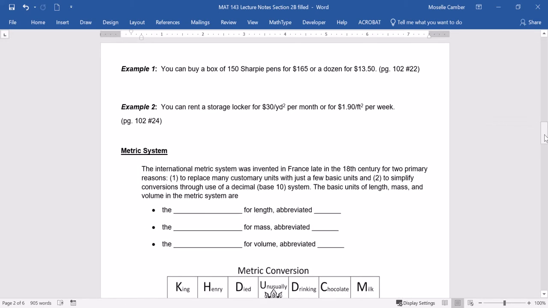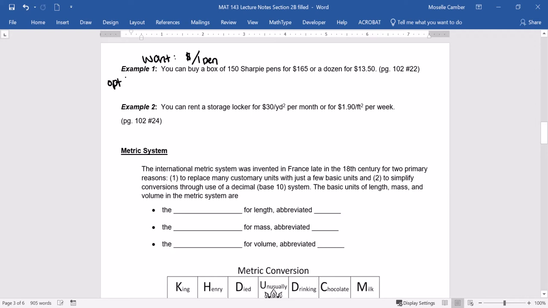So let's look at some more examples here. So example 1, you can buy a box of 150 Sharpie pins for $165, or we can buy a dozen pins for $13.50. Okay, so if we want to know the better buy, we need to find the unit cost for both of these. So we want our unit cost, so we're going to want a dollar amount per something or other. In this case, we're looking at pins, so we want to find the amount for 1 pin. Okay, so we're going to need to find that for both options.